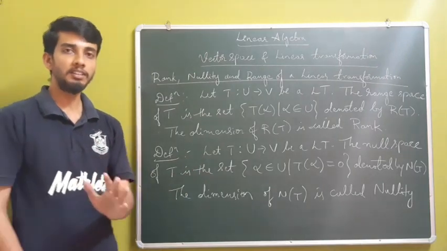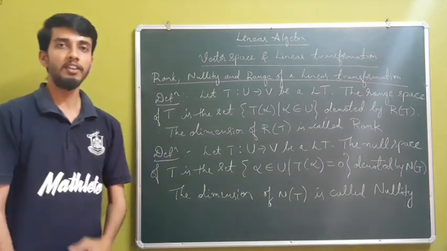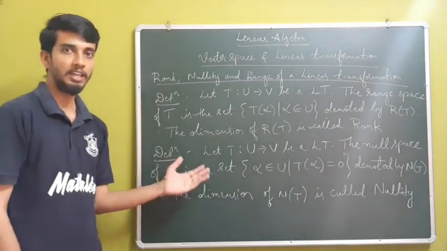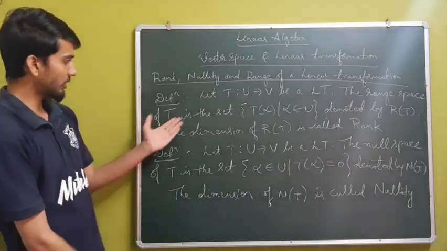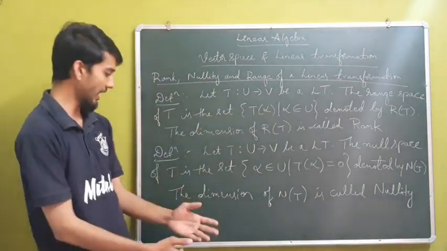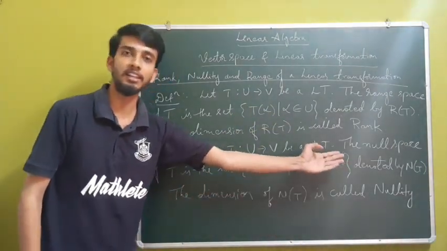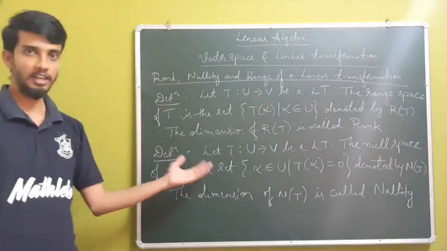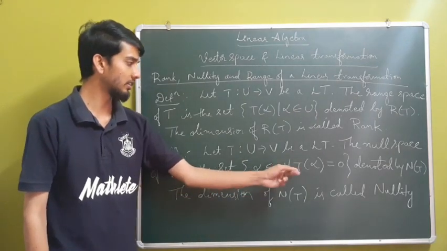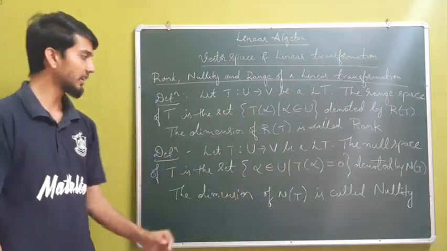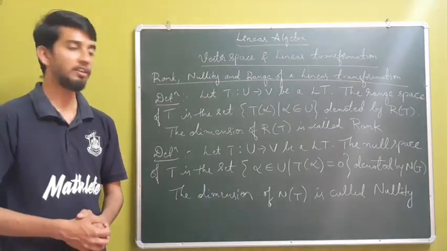Remember that in some cases we also refer to the null space as the kernel of the linear transformation T. So null space or kernel, both are one and the same. Just as the dimension of R of T is the rank, the dimension of the null space N of T is called the nullity. So these are the two prominent definitions we are going to play with in the further chapter.